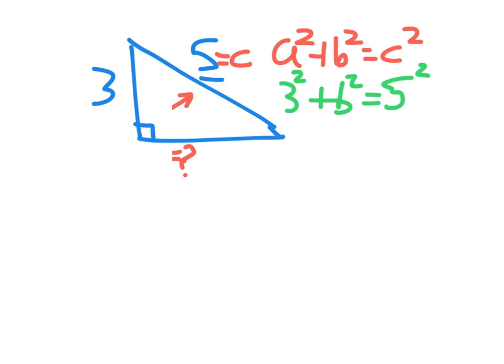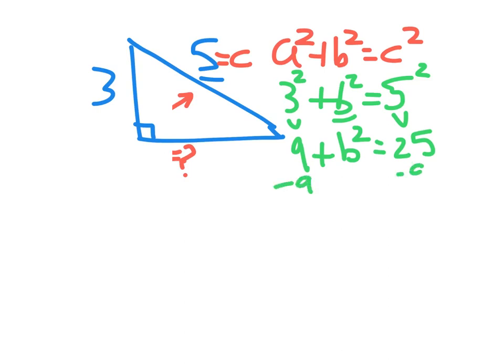Okay, so now I'm going to solve my equation for the missing side, which is B. Let's simplify what we can. 3 squared is 9. B squared is still B squared. 5 squared is 25. Well, I need to get B by itself. So there's an added 9, so I'm going to minus 9. So I have to subtract that away. And I end up with B squared equals 16.